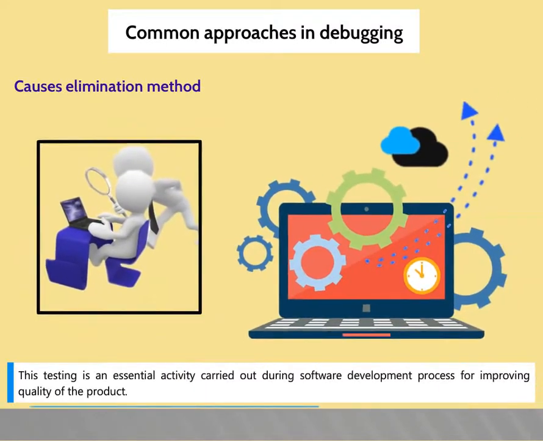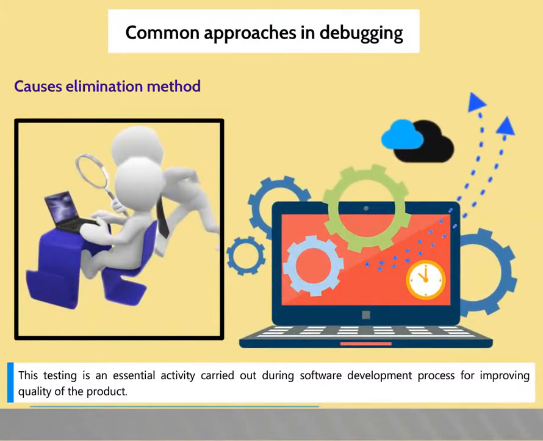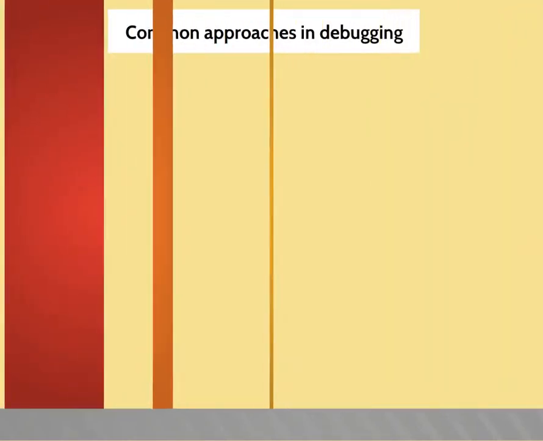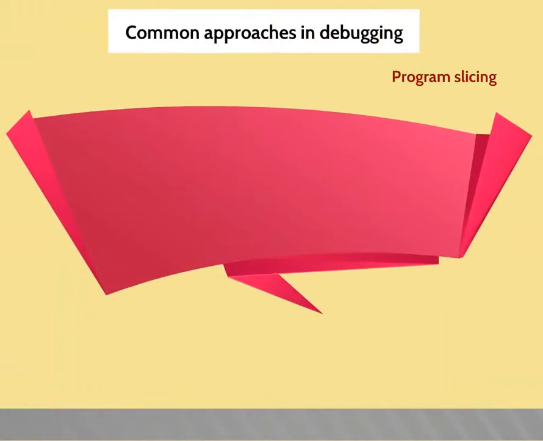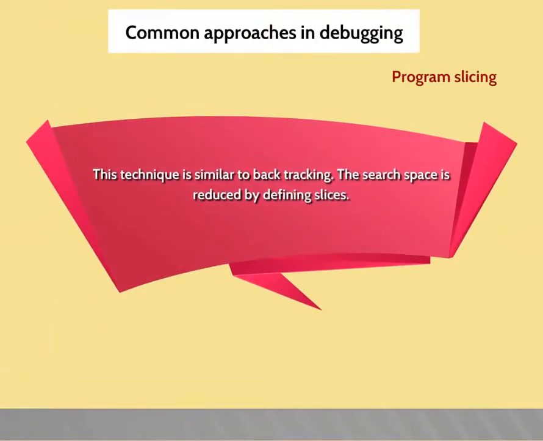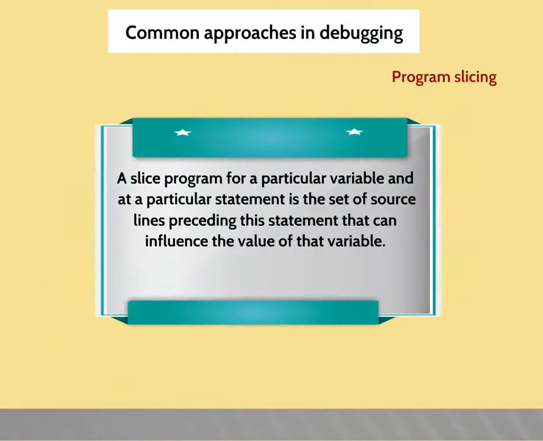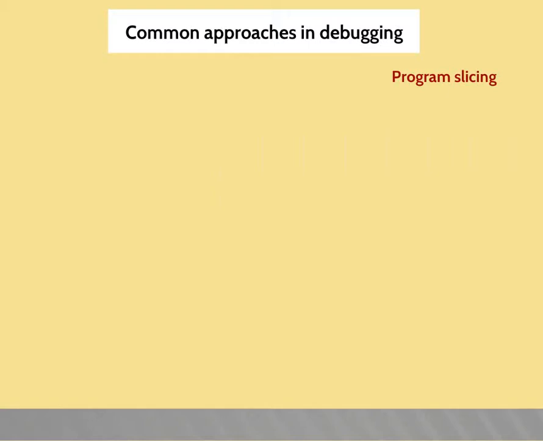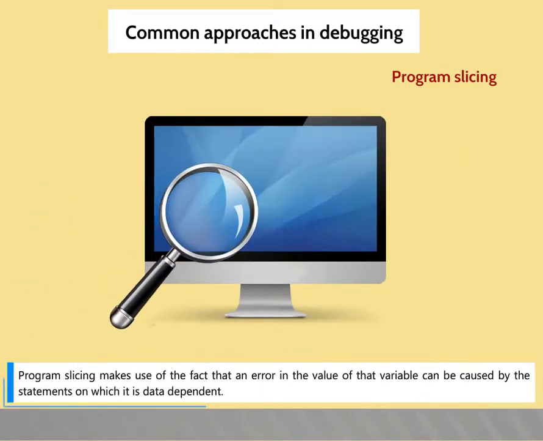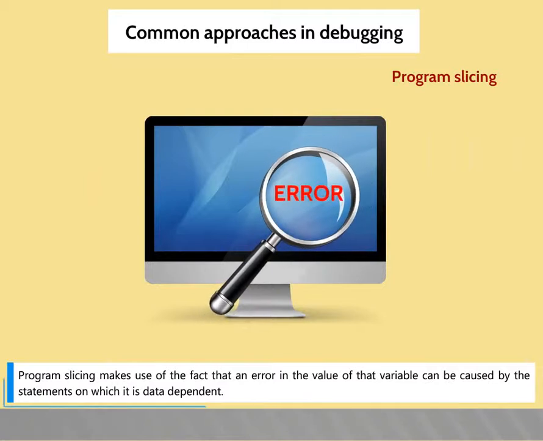Thus, testing is an essential activity carried out during software development process for improving quality of the product. Program slicing. This technique is similar to backtracking. The search space is reduced by defining slices. A slice of a program for a particular variable and a particular statement is a set of source lines preceding this statement that can influence the value of that variable. Program slicing makes use of the fact that an error in the value of that variable can be caused by the statements on which it is data dependent.